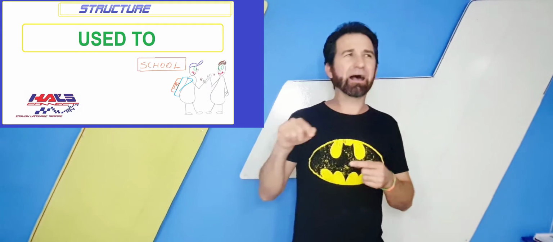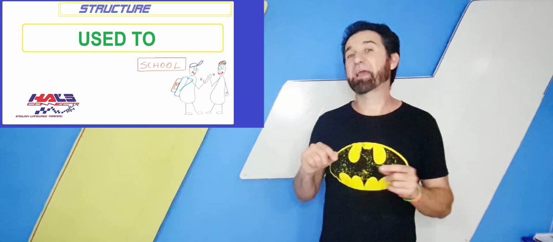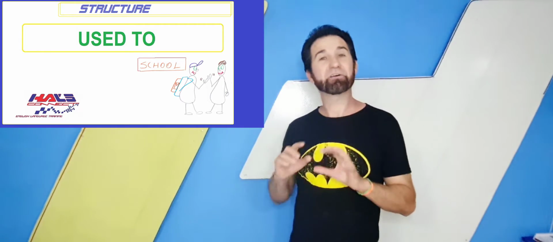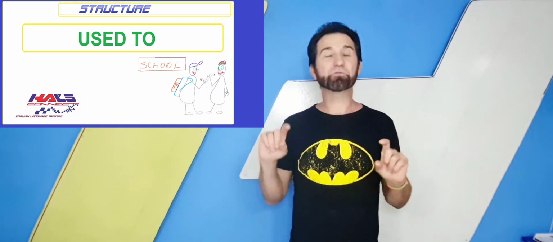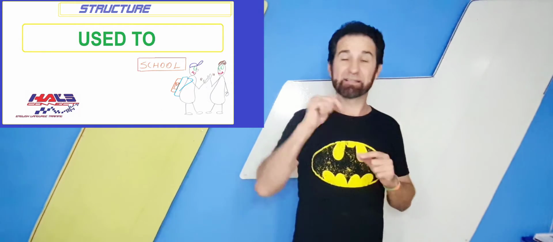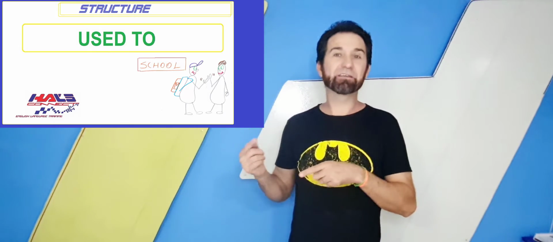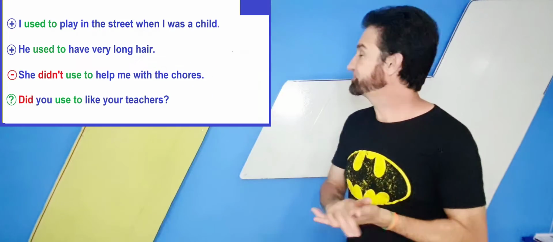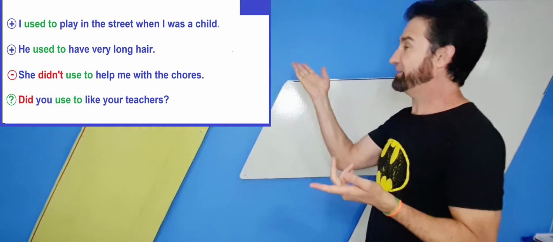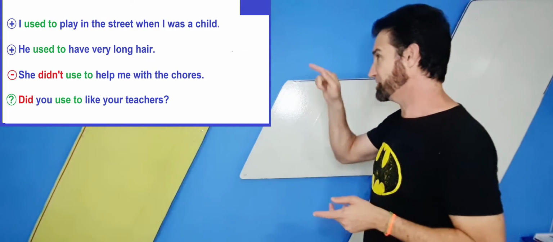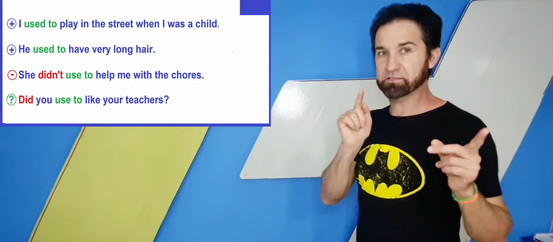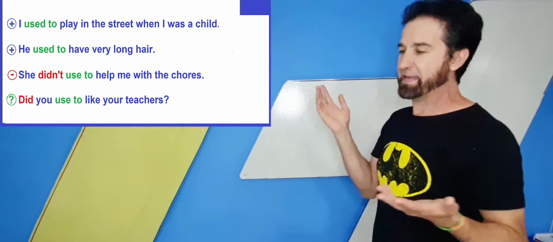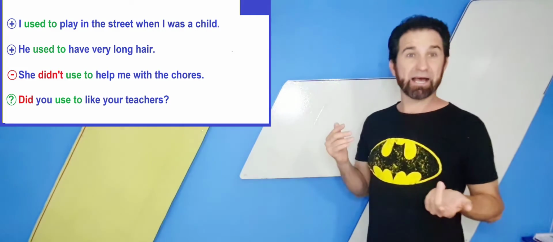I spent hours in front of the computer. So you say, I used to spend hours in front of the computer. So everything is used to. And the negative is, I didn't used to. So it's very, very easy. So let's see some examples. You have the examples in positive, the symbol of negative and interrogative. The first: I used to play in the street when I was a child.